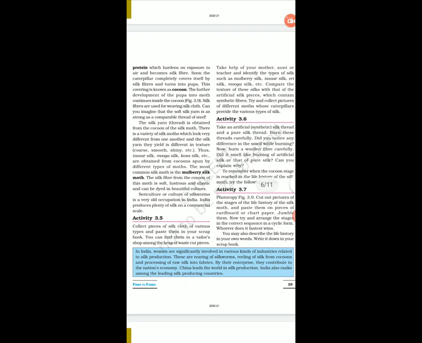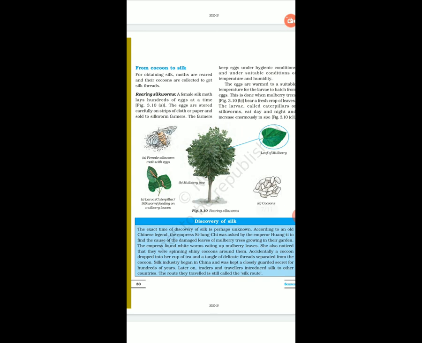Right? The stages are, the first is the egg, then comes the larva, then the pupa, then the silk moth. Right? So you can write a long answer with a diagram of the life stages of the silk moth. Okay, so this is the long answer, which is there in your workbook also. Now, from cocoon to silk, how is silk removed from the cocoon?